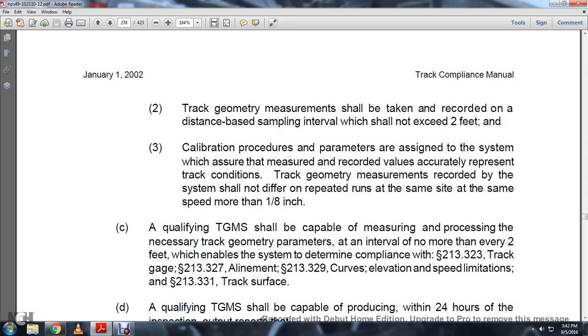The calibration procedure of the parameters associated with the system will ensure that the recorded measurement values accurately represent the track condition. The track geometry measurements recorded by the system shall not differ on repeated runs over the same site at the same speed by more than 1/8 of an inch.